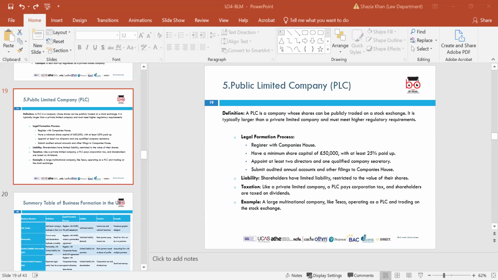Some of the disadvantages of having a PLC are that it is expensive to set up, requiring a minimum set-up cost of £50,000 with at least 25% paid up. There are more complex accounting and reporting requirements. There's a greater risk of hostile takeover by a rival company, as the company cannot control who buys its shares, and shareholders will expect to receive a percentage of the profits as dividends, and shareholders may clash with decisions about the business. So these are the legal structures of the business.